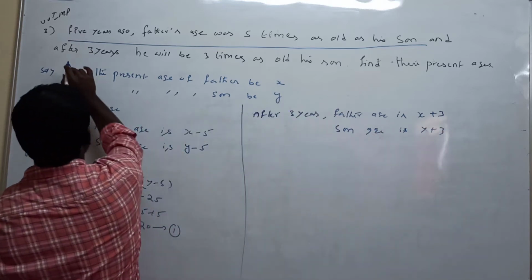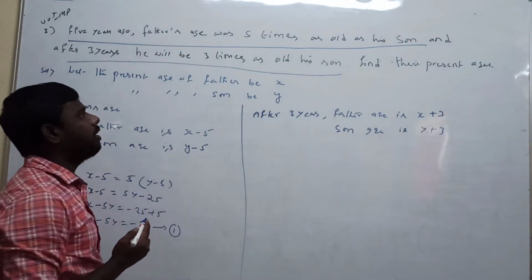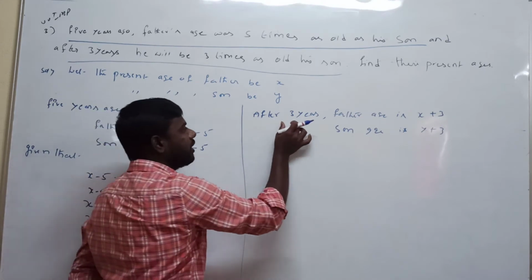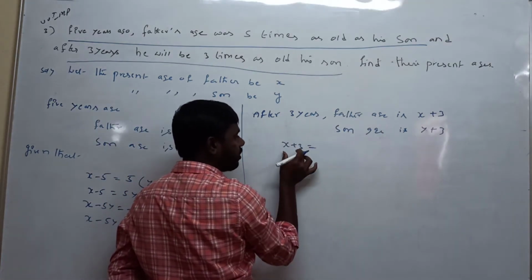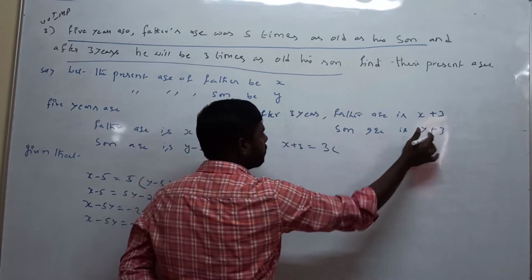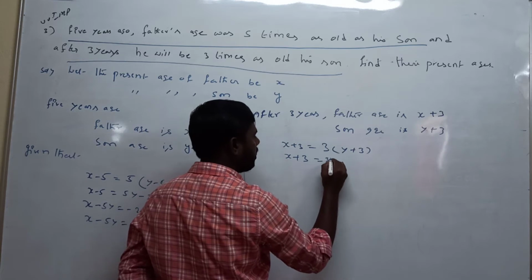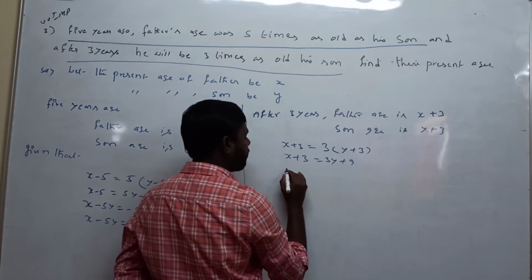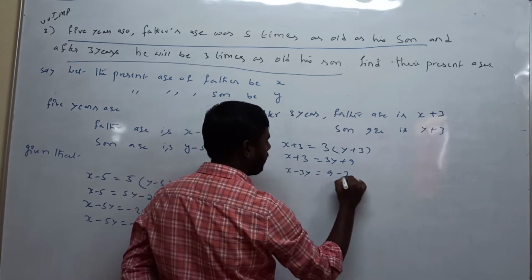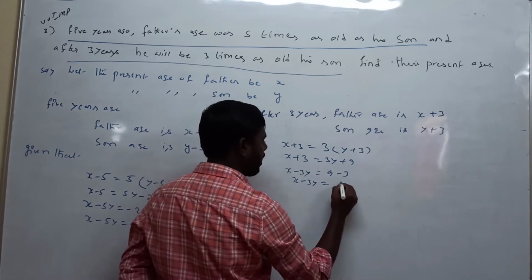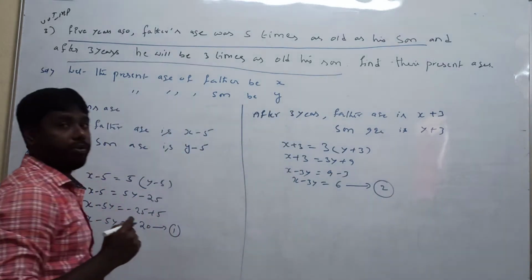Now read the question. After 3 years, the father's age is equal to 3 times the son's age. After 3 years, the father's age is x plus 3, and the son's age is y plus 3. So x plus 3 is equal to 3 times y plus 3. Simplify the equation: x plus 3 is equal to 3y plus 9. Take x and y on one side: x minus 3y is equal to 9 minus 3, which is 6. Consider this equation number 2. Everyone understood?